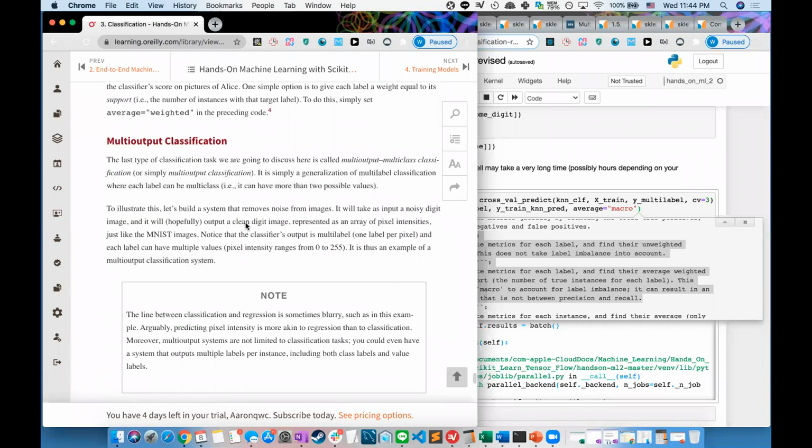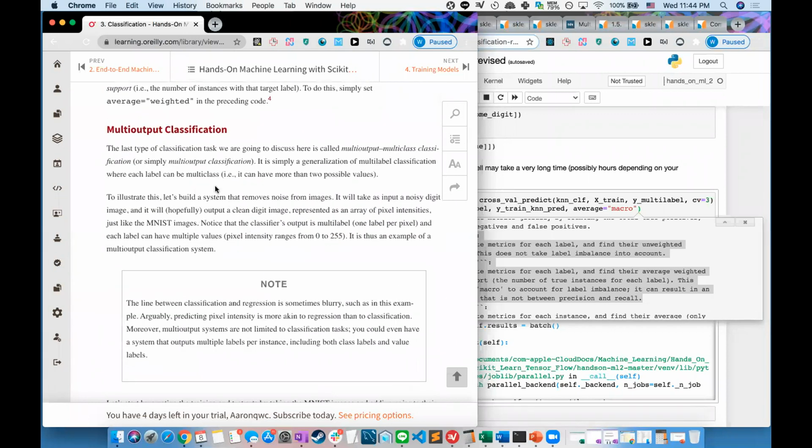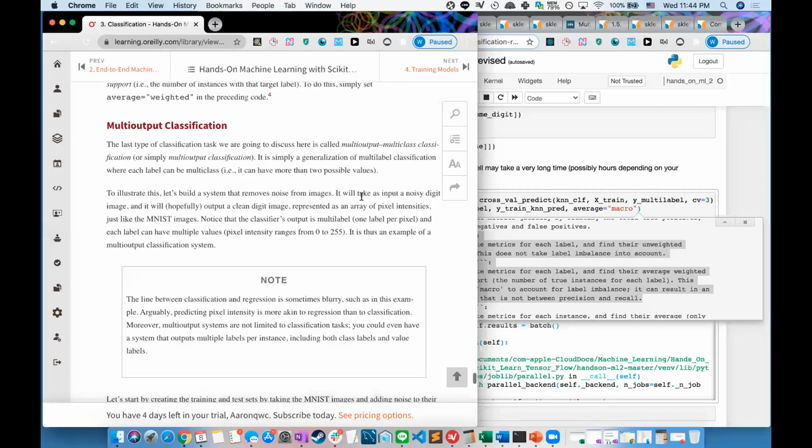Cool. So let's try to finish the last section, multi-output classification. The last type of classification task we're going to discuss here is called multi-output multi-class classification, or simply multi-output classification. It's a generalization of multi-label classification where each label can be multi-class. It can have more than 2 possible values.